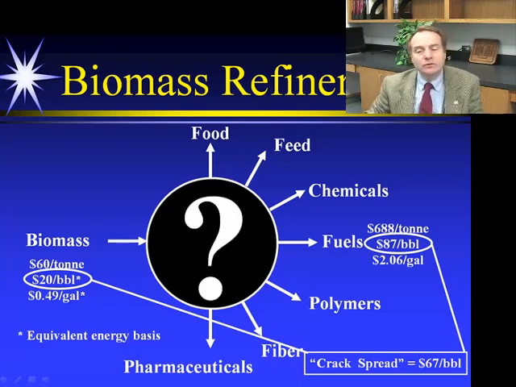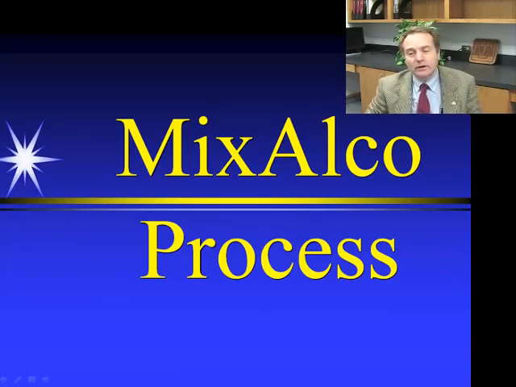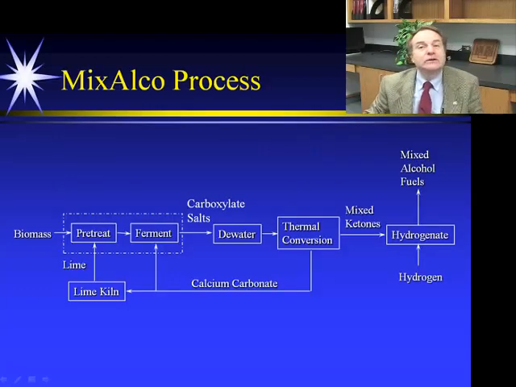The challenge is, what is the process that goes into that circle? There are many answers to that question. The one that I'm pursuing is called the Mixalco process, and let me introduce you to it. What we do is we take biomass and treat it with lime to make it digestible. Then we take that lime-treated biomass and ferment it into carboxylate salts. We remove the water from that salty solution and heat the salts to make ketones. And if we add hydrogen to those ketones, we get alcohols.